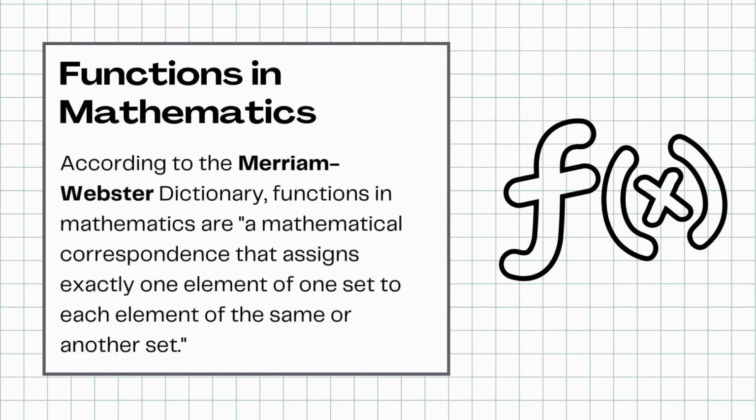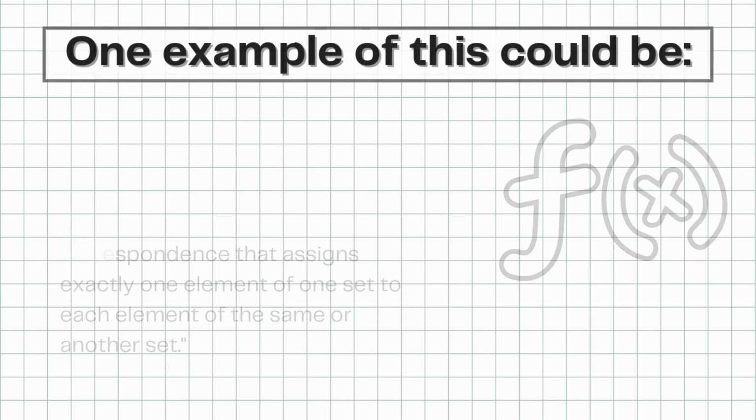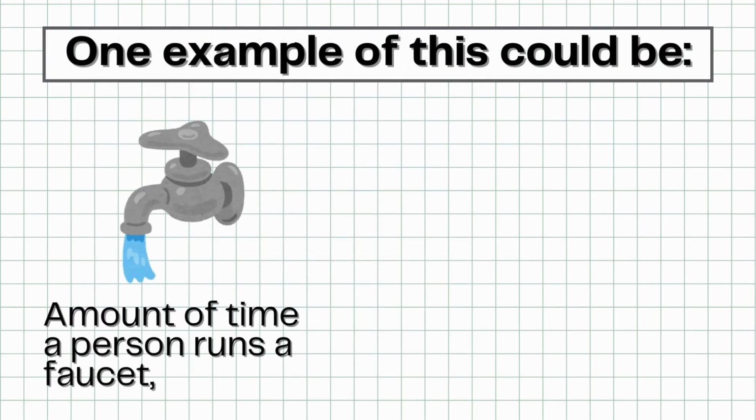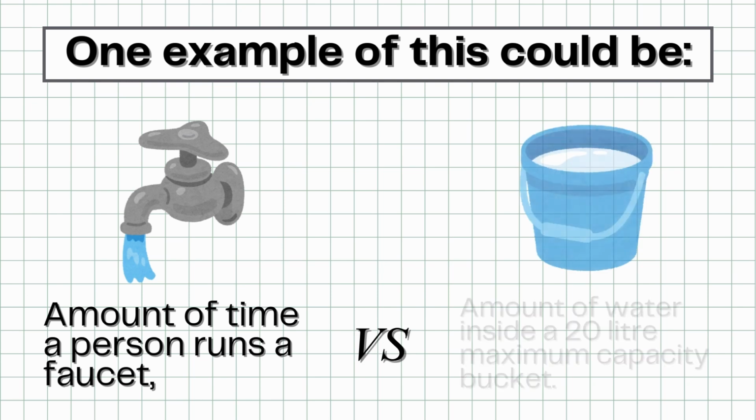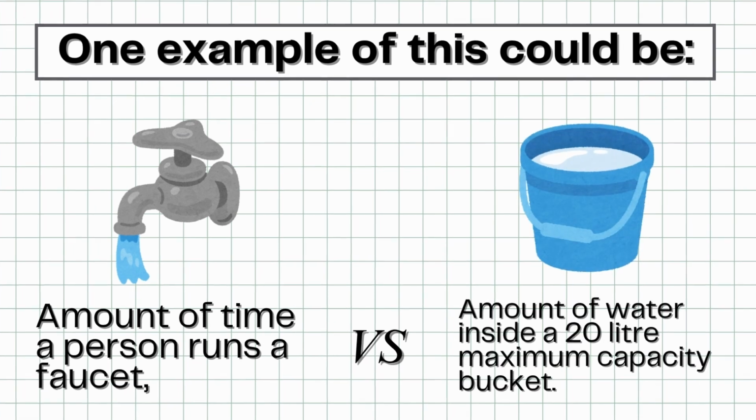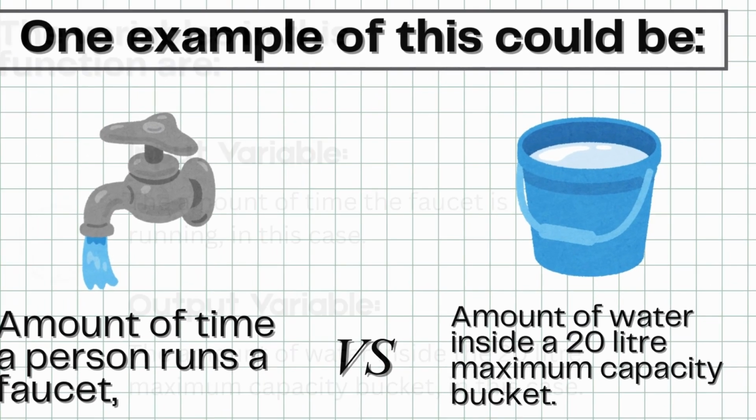According to Merriam-Webster Dictionary, functions in mathematics are a mathematical correspondence that assigns exactly one element of one set to each element of the same or another set. One example of this could be the amount of time a person runs a faucet versus the amount of water inside a 20-liter maximum capacity bucket.